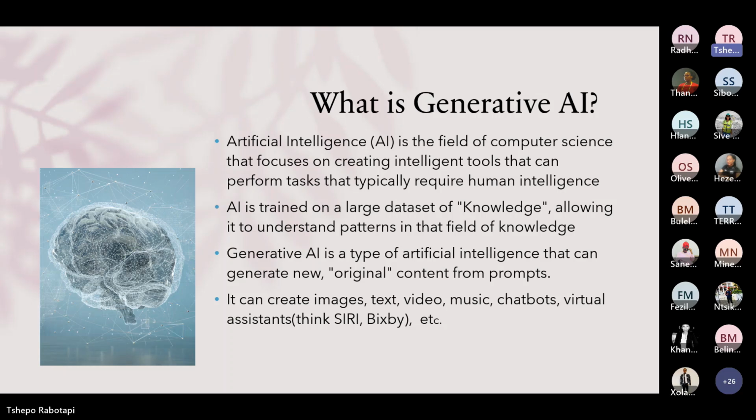So this generative AI can create images, it can create text, videos like the one that we just saw. It can create music, chatbots that you chat with on WhatsApp and so forth. Virtual assistants like your Siri, your Bixby, Google Maps, that is all part of generative AI.